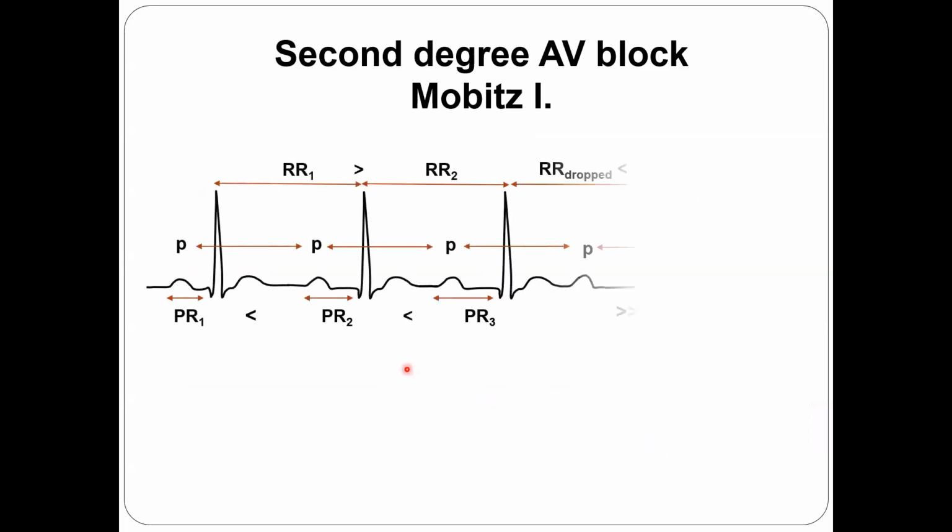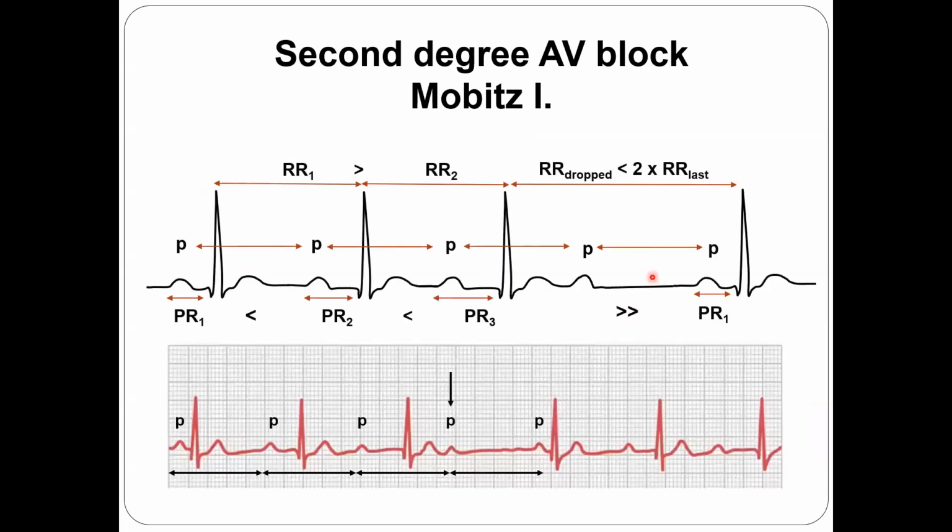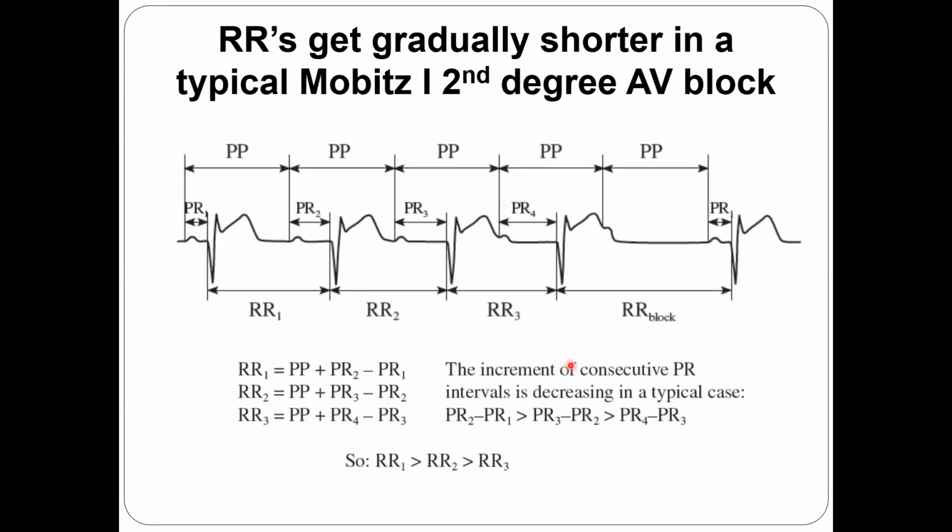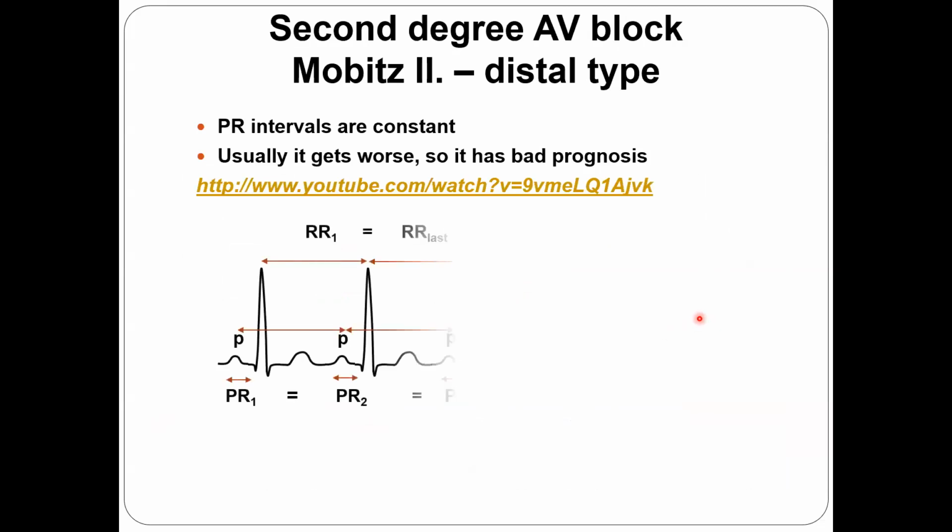Now, this is an important point, and you already had this one: the P's are coming regularly. Okay, that's important. The P is coming regularly. However, you will find a P that is not followed by a QRS complex. Another important one: the P's are identical. All right, this is another important point. Okay. Now, all right, let's go to the second degree.